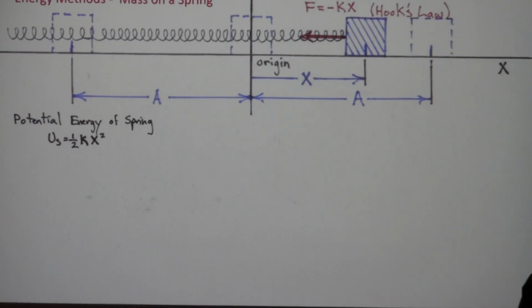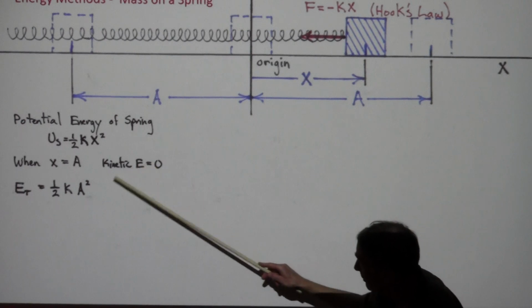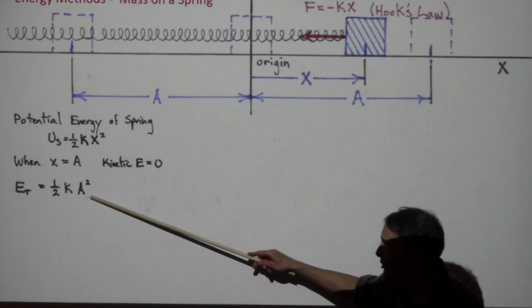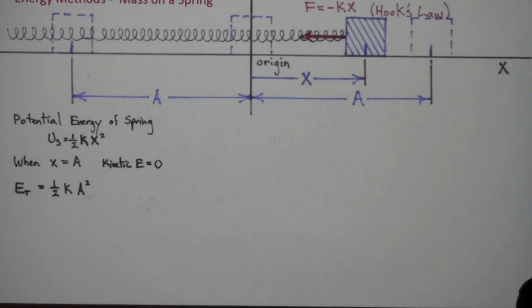So imagine I've stretched this all the way out here, so I'm holding it and I'm going to release it. It's at its maximum stretch. And if we release it, the kinetic energy would be 0. When x is equal to the amplitude, that should then be the total energy of the system, once we have that.